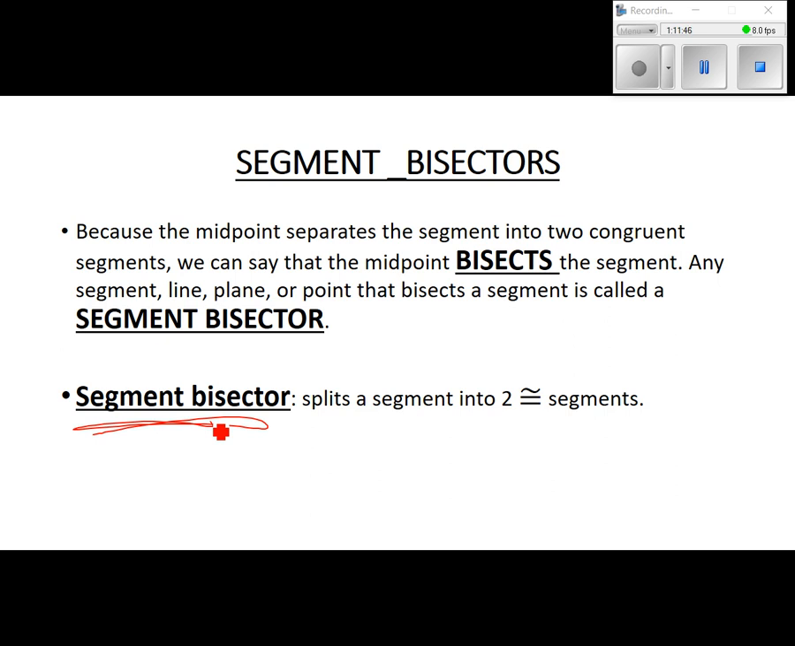So just another term, bisector, segment bisector. Know what it means? It means it splits a segment into two congruent segments.